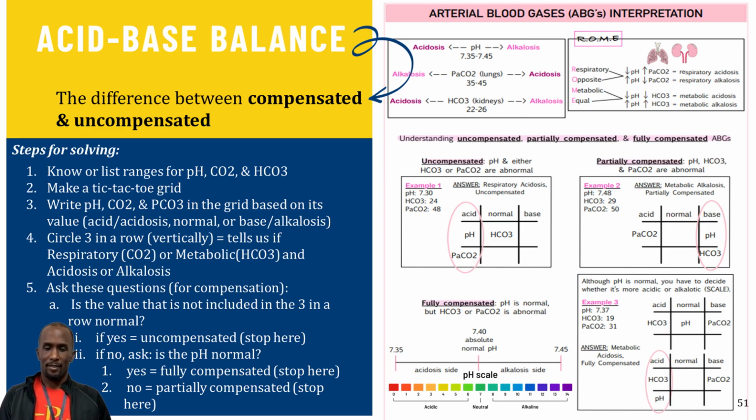Circle 3 in a row. If it's PaCO2, respiratory. If it's HCO3, metabolic. pH tells you whether it's acidosis or alkalosis. Then check compensation. If the value not in the 3 is normal, uncompensated. If it's abnormal, check the pH. If pH is normal, fully compensated. If pH is not normal, partially compensated.